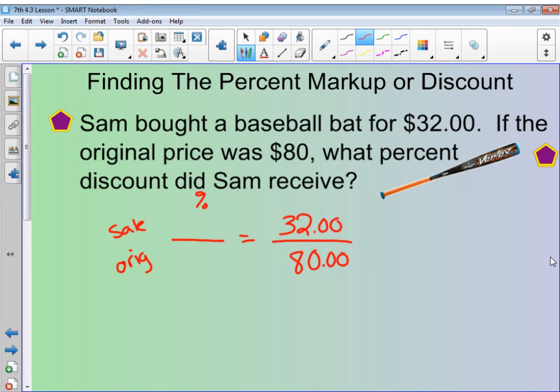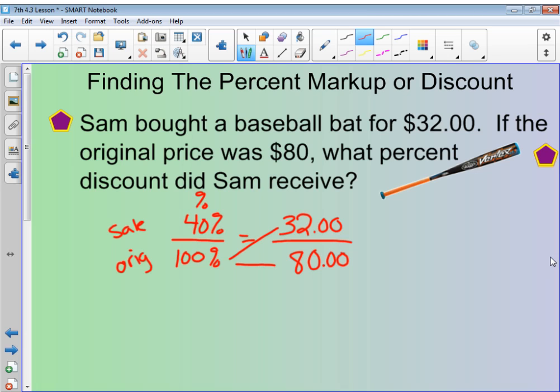So we could go through and set up. We know that the original would be 100%. And we could go through and cross multiply and divide. Okay, so if I took $32 times 100, it would give me $3,200. And then I'm going to divide that by $80. And when I do that, I get 40.